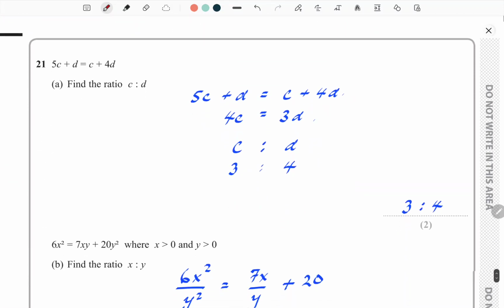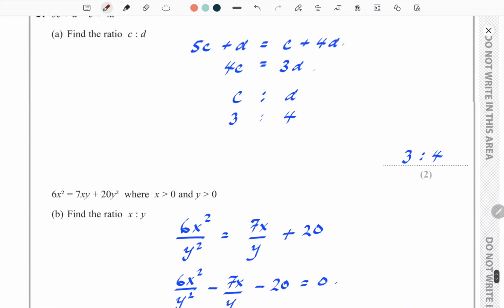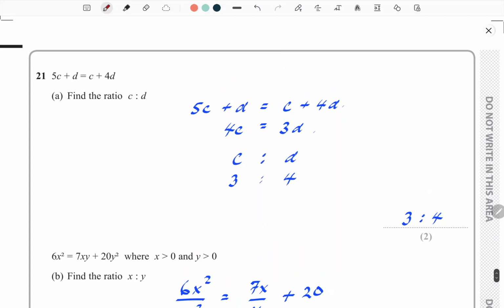And I think this might be the final question. Is that the final one? There it is. All right, so almost done. And in this, they want the ratio of C to D. All right, so they've got a statement, 5C plus D equals C plus 4D. And they want you to rearrange that to get the ratio of C to D.